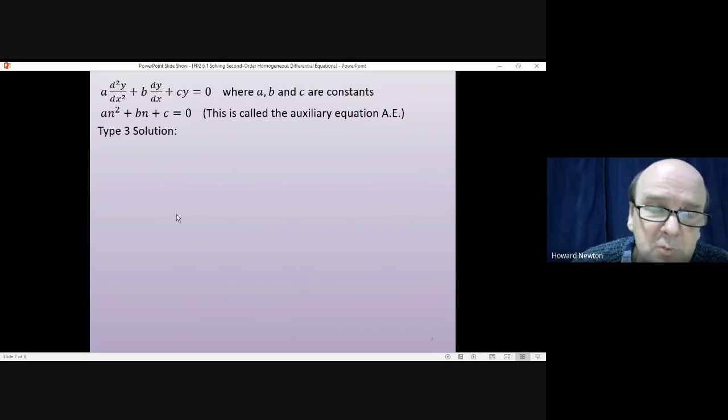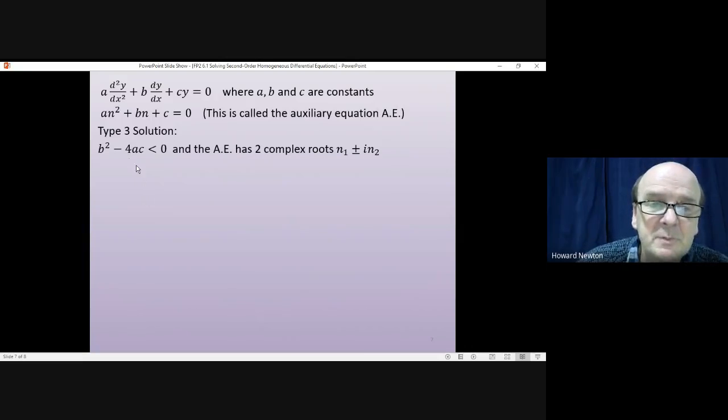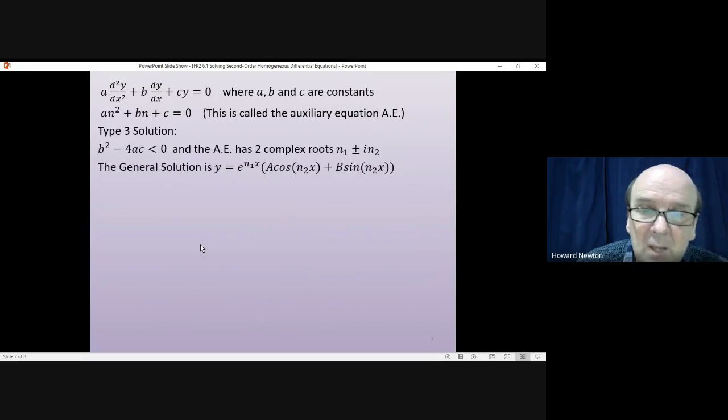Now, as always with quadratic equations, the most difficult and confusing of the possibilities is if the discriminant is negative. Now, if the discriminant is negative, then the auxiliary equation will have two complex roots, n1 plus or minus i times n2. The general solution is given by y equals e to the power of the real part, n1 times by x. And then in brackets, we've got a cos of the imaginary part times by x, plus b sine of the imaginary part times by x.